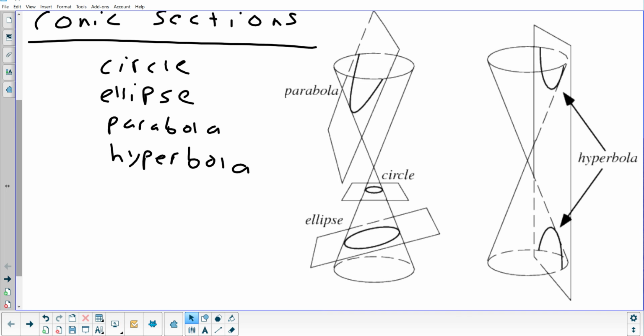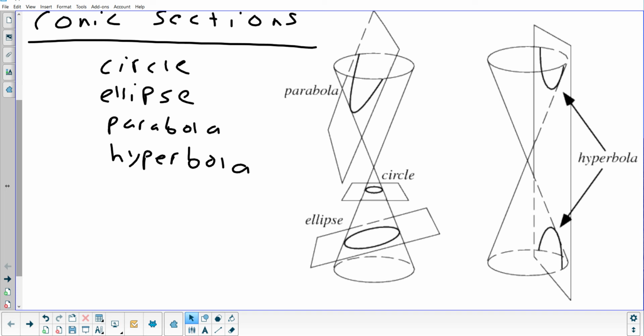For each shape, what we're going to do is start out with the definition. Let me give you the definition of a circle, even though we're not going to do that one today. That's the easiest one, I think, to visualize. The way you would define a circle is you would say it's a collection of points equidistant from a given point. It's a collection of points that are all the same distance from a given point. That given point is called the center.